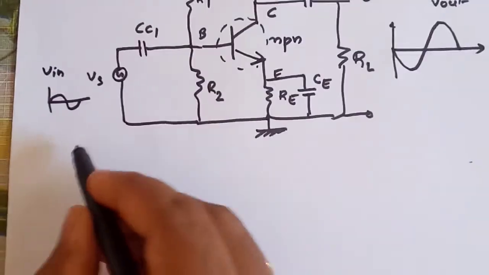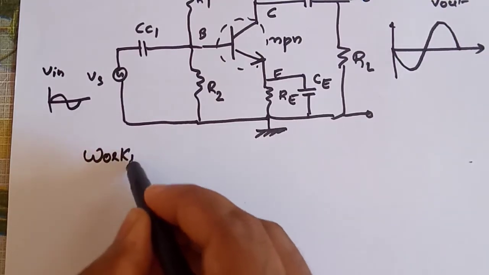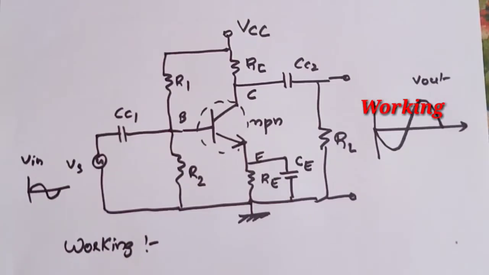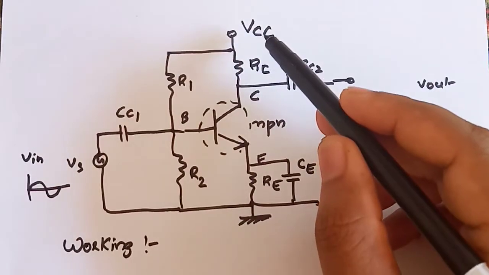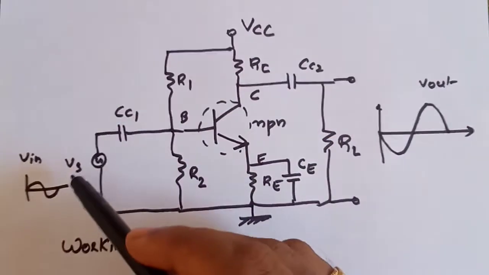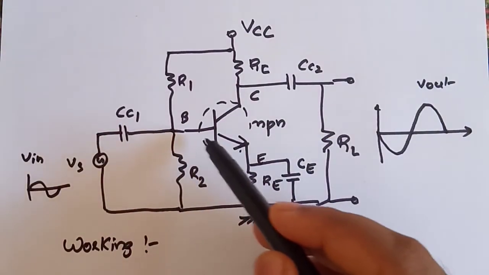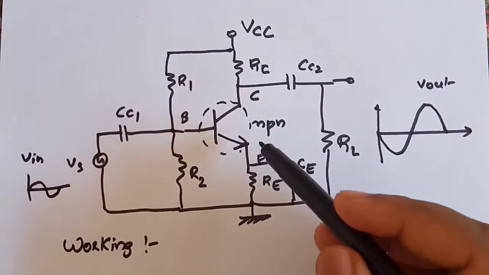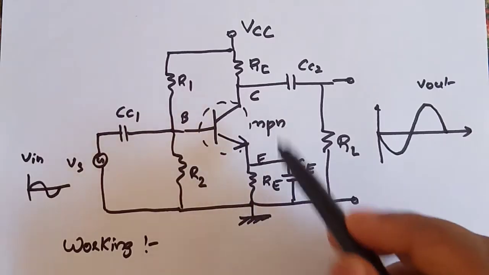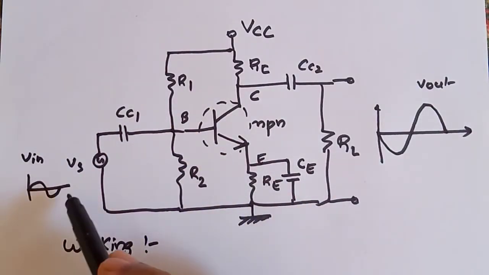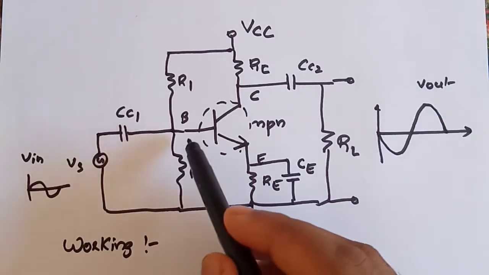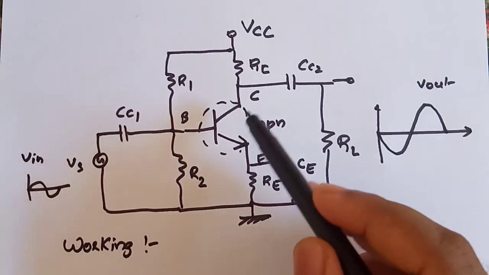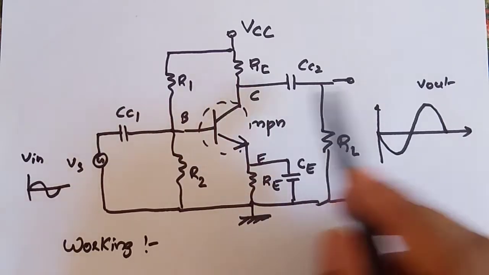Then we move on to the working of the RC coupled amplifier. Switch on VCC and a small voltage is given to the base. Now the transistor is ready to work in the active region, that is, it is ready to be used as an amplifier. As a small voltage is given to the base, the base current changes. When it passes through the transistor, we get an amplified output at the collector side.